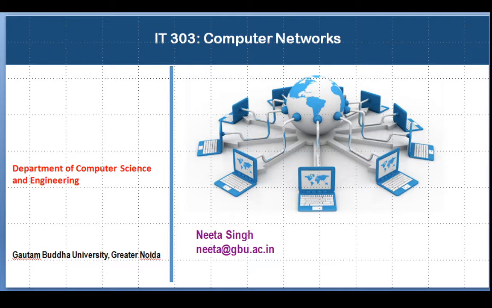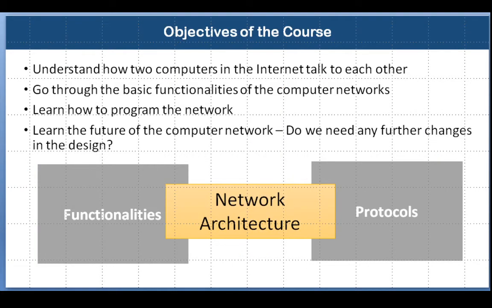In this subject we will study the computer network. Computer network was first invented in the 1960s. It started in the 1960s, and the first network was invented in 1961, that is ARPANET. The main objective of this course is just to understand how two computers are connecting over the internet, or how two computers in the internet talk to each other.